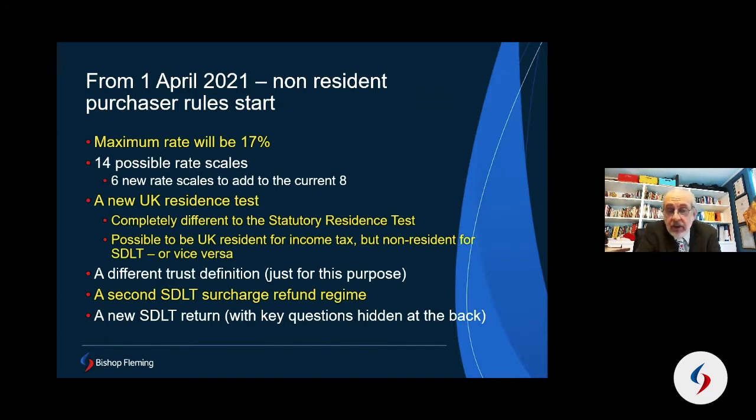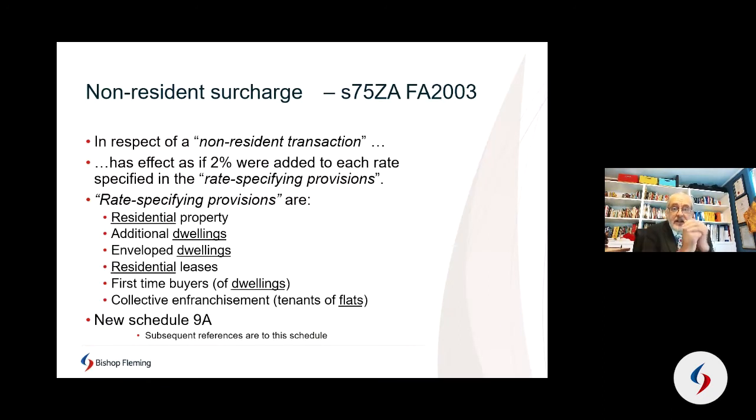And to cope with this, we've got a new stamp duty land tax return. It looks very much like the old one, but they've hidden some very important questions right away at the back. On the current return, the very first question is where you decide whether or not you're within the 3% surcharge. On this one, that question is at question 52, which really is going to catch people out. So let's get down to the detail.